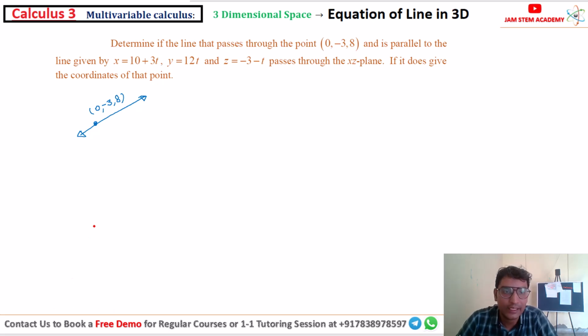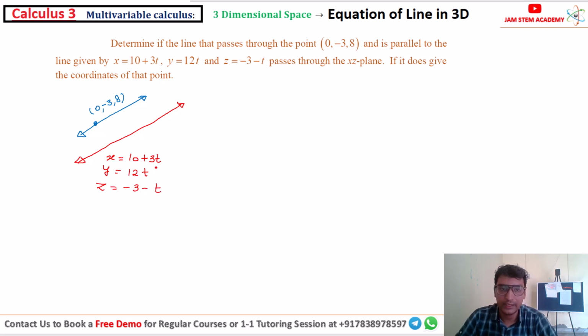But I don't have that direction vector directly, but I do have another line which is parallel to my line. The equation of this line is x equals 10 plus 3t, y equals 12t, and z equals minus 3 minus t. This is the line, right? So using this parametric form of the line, first I need its direction vector. So what is the direction vector?